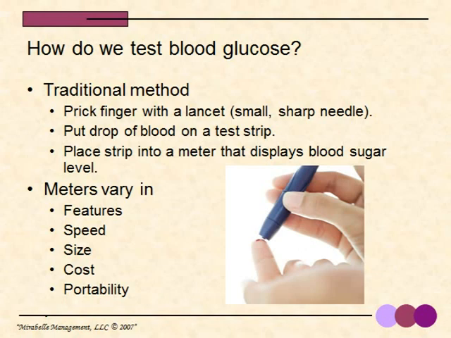Meters vary in features and readability. Some have larger displays or spoken instructions for the visually impaired. They also vary in portability, speed, size, and cost.